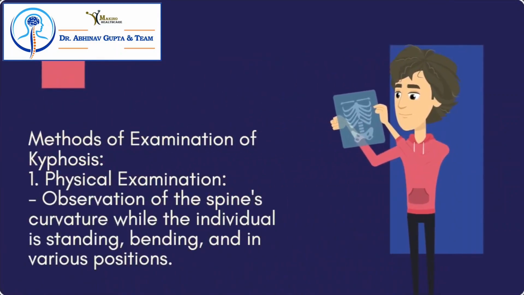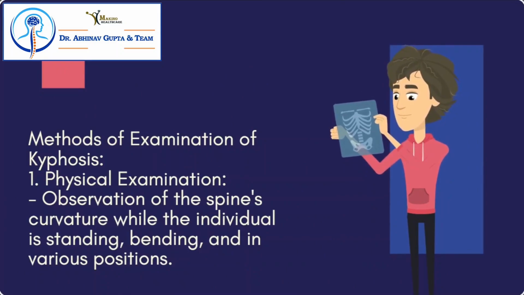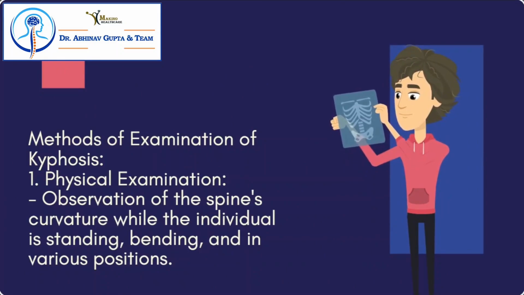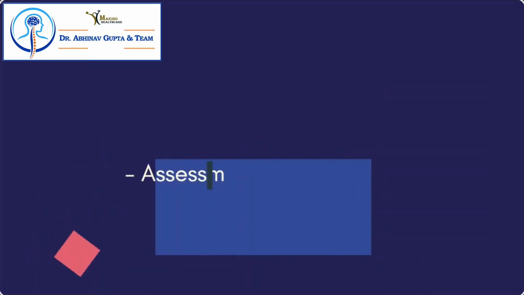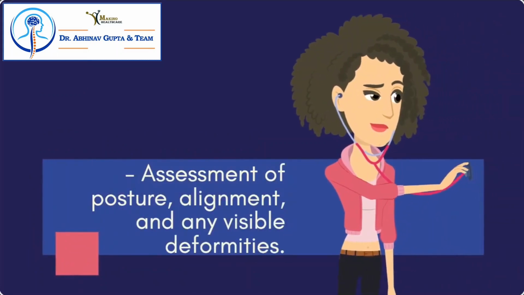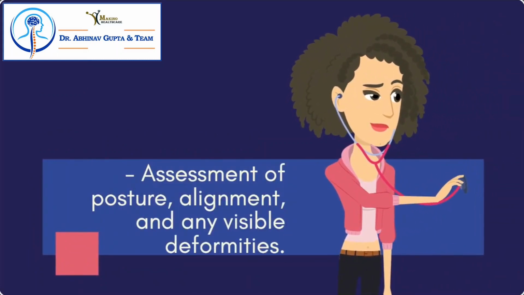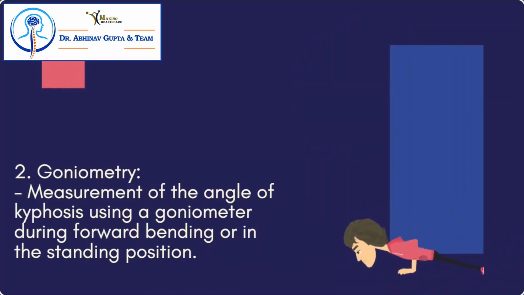Methods of examination of kyphosis. 1. Physical examination. Observation of the spine's curvature while the individual is standing, bending, and in various positions. Assessment of posture, alignment, and any visible deformities. 2. Goniometry. Measurement of the angle of kyphosis using a goniometer during forward bending or in the standing position.